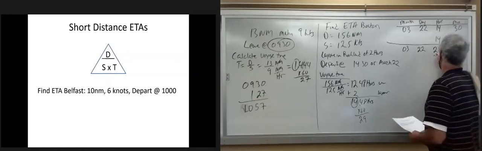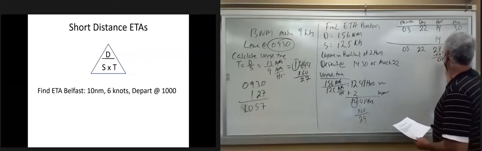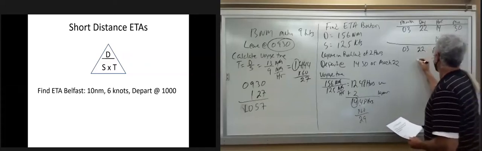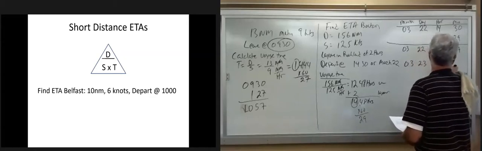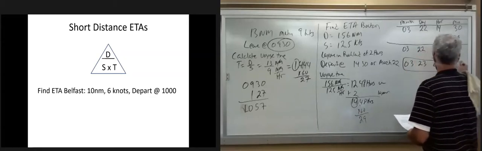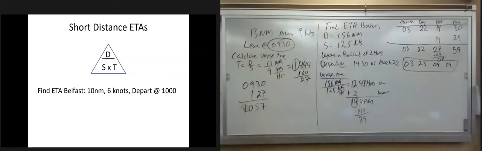Okay, so if I subtract 24 from this, I get 4. And what happens to the 24? So it becomes 03, 23, 04, 59. Okay? All right?